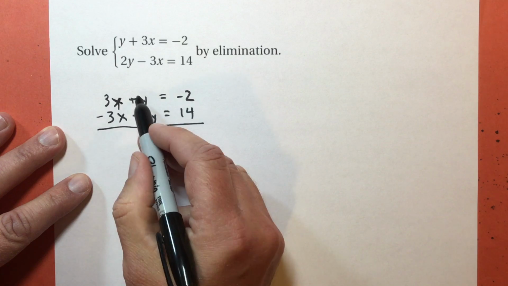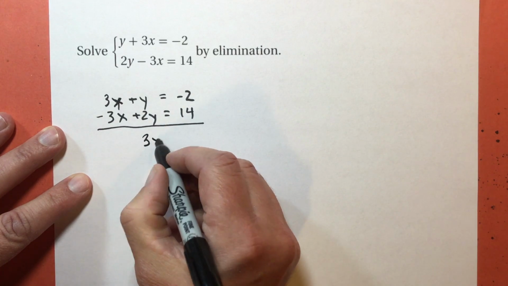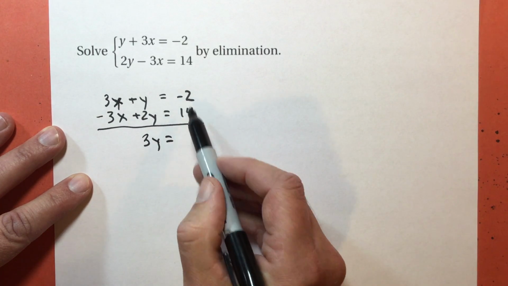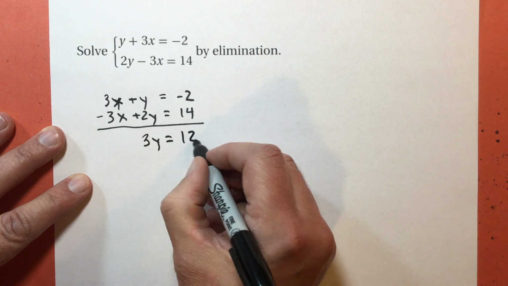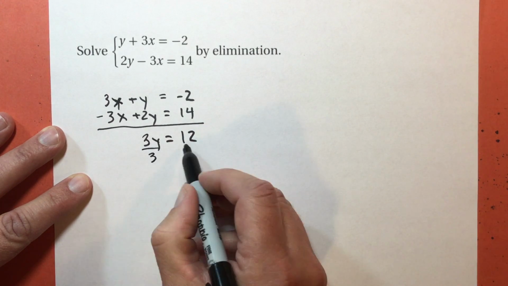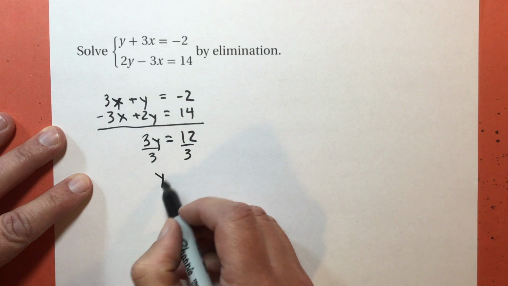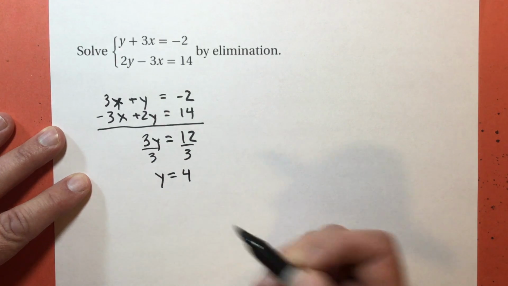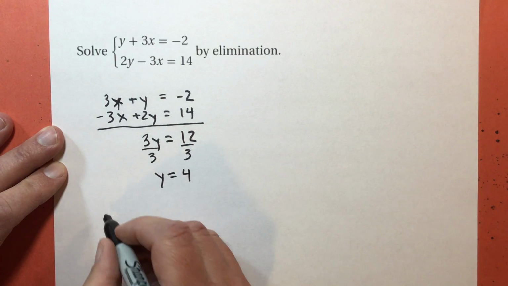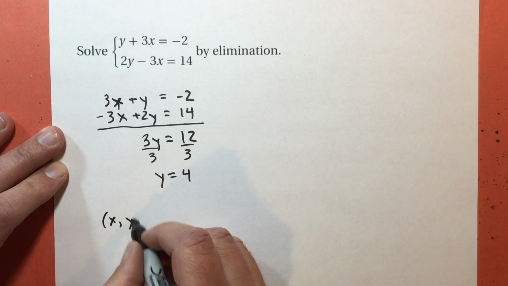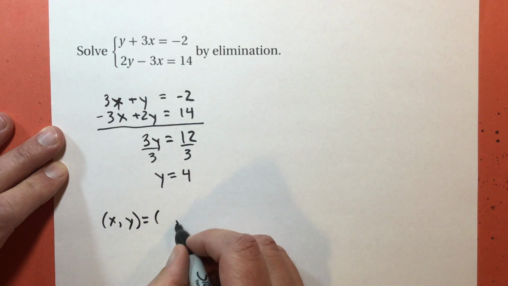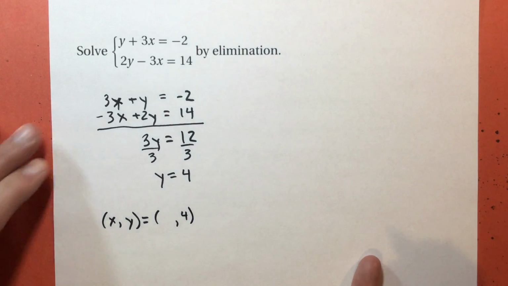Y plus 2y, 1y plus 2y equals 3y. And negative 2 plus 14 equals positive 12. The opposite of multiplying is dividing, so I get y equals positive 4. So when I write my solution, my y is going to be 4.